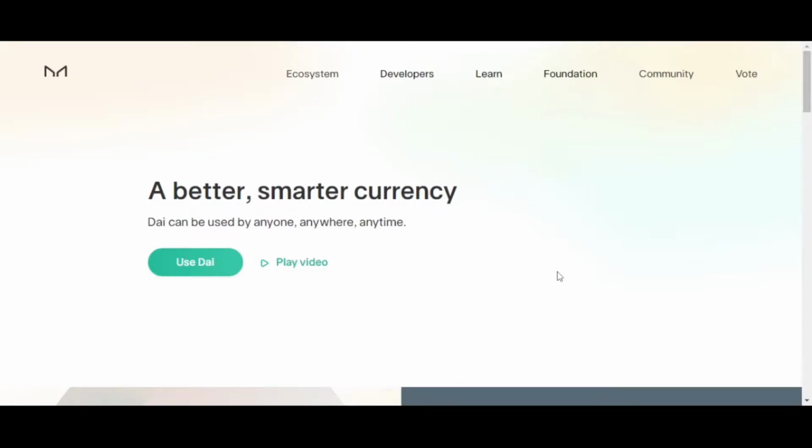Today, we're diving deep into the MakerDAO ecosystem. Right off the bat, for anyone who doesn't know, in the cryptocurrency space or the blockchain space, when you see DAO, that's a decentralized autonomous organization.